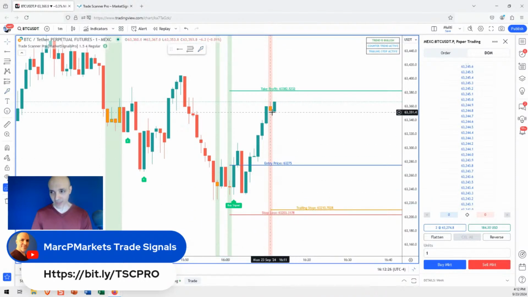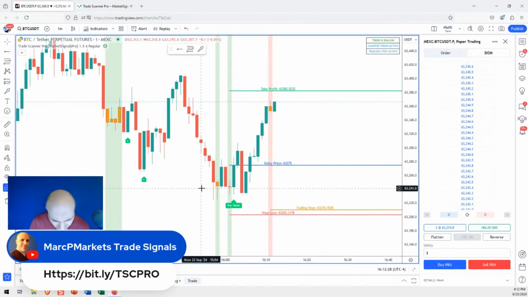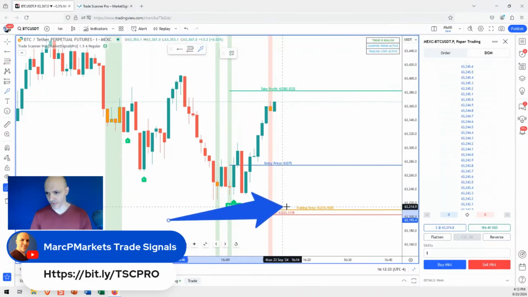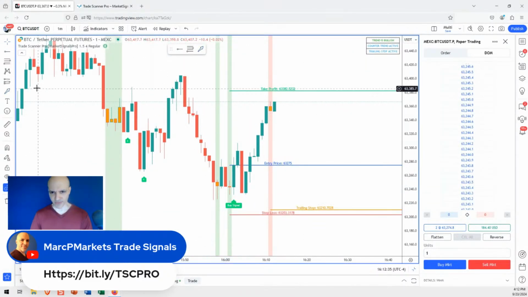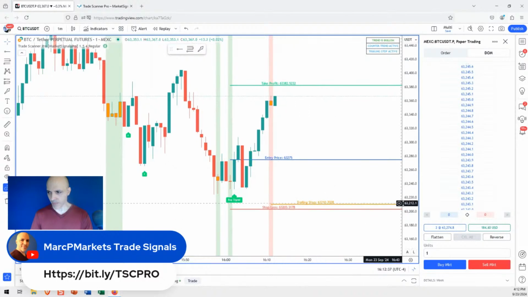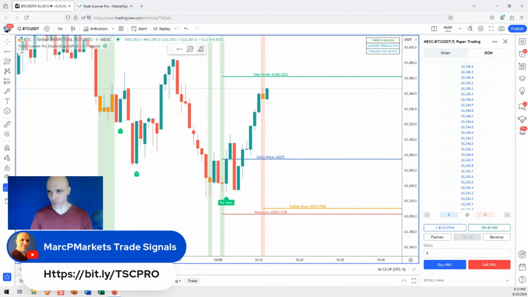Look at my trailing stop. Man, it took a while for that thing to appear, right? Hey, Giovanni, how are you? It took forever for this thing to appear, right? So it just reduced my risk by a tiny amount. But as this thing starts going my way, it's going to continue to follow the trade.